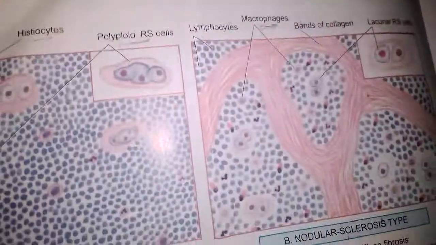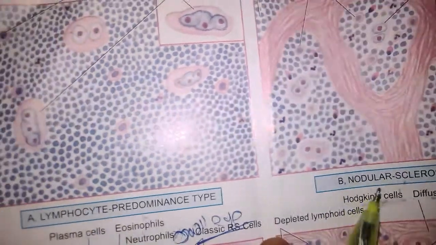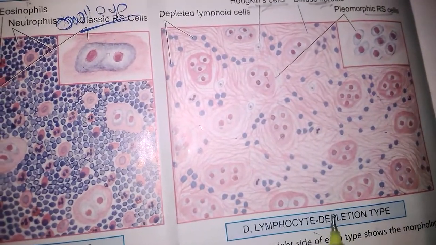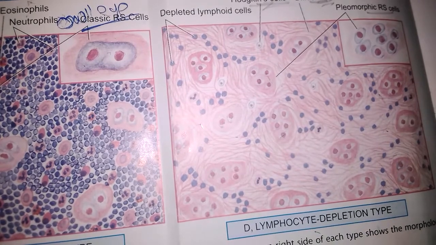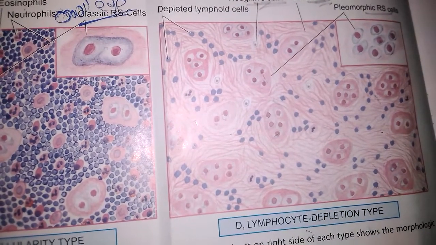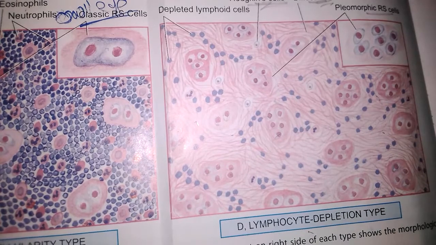Even in this nodular sclerosis type, we can see much cellularity, right? But here we can see there are less number of cells. Even sometimes in some areas we may not be able to see the cells. This is usually of two variants. One is diffuse fibrotic variant and another one is reticular variant.